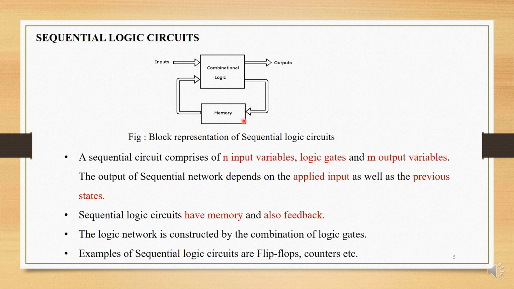We can call the memory elements the previous states. The sequential circuits have memory and also feedback. These memory elements are nothing but flip-flops. The logic network is constructed by the combination of logic gates. The examples of sequential logic circuits are flip-flops and counters.